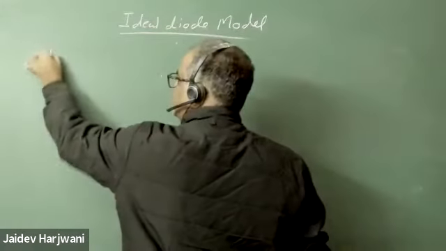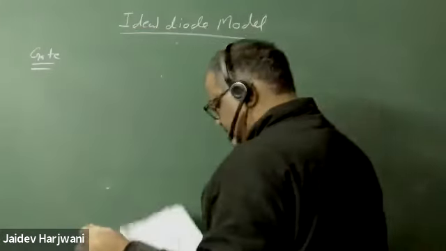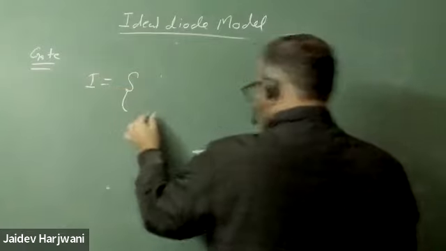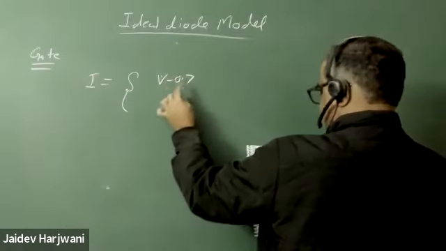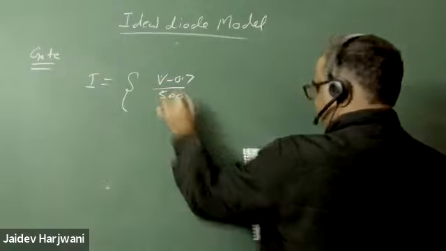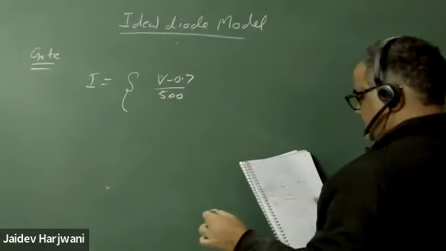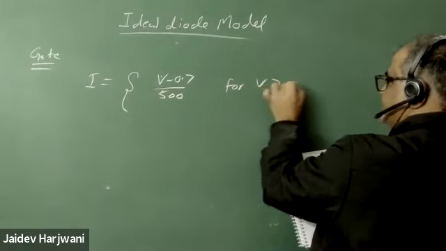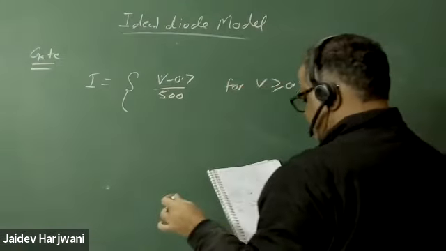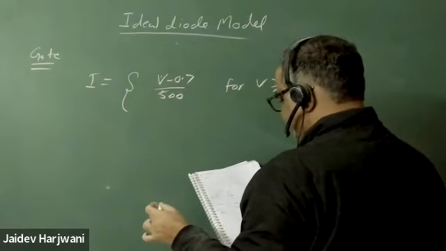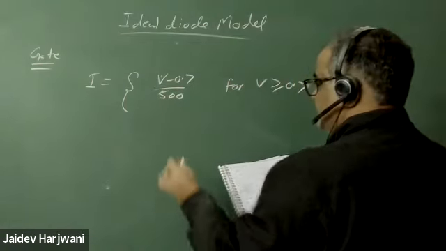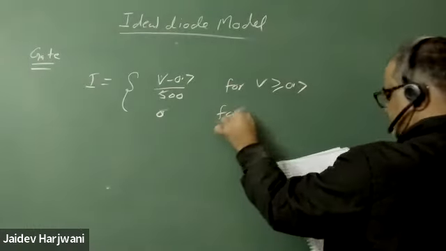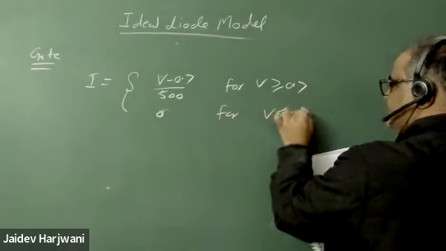So now, this problem came in GATE. You have I equals (V minus 0.7) by 500, for V greater than 0.7, and 0 for V less than 0.7. This problem I should have done later, but no problem, we can do it now also.